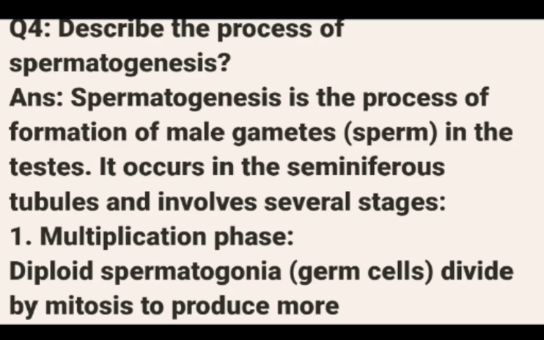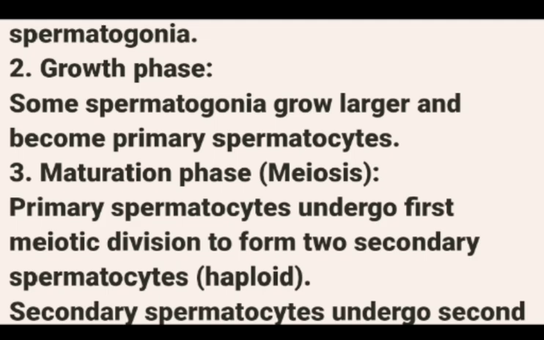Question number 4. Describe the process of spermatogenesis. The answer is: spermatogenesis is the process of formation of male gametes, sperm, in the testes. It occurs in the seminiferous tubules and involves several stages. First, the multiplication phase: diploid spermatogonia, germ cells, divide by mitosis to produce more spermatogonia. Second is the growth phase: some spermatogonia grow larger and become primary spermatocytes. And third is the maturation phase, meiosis.